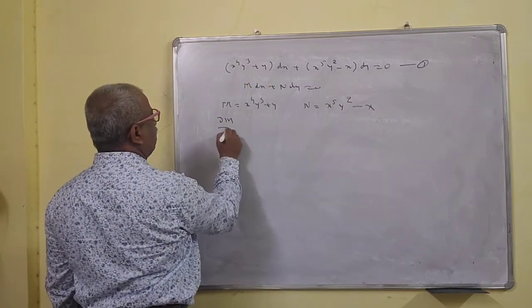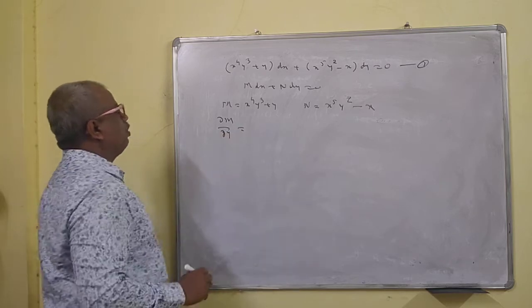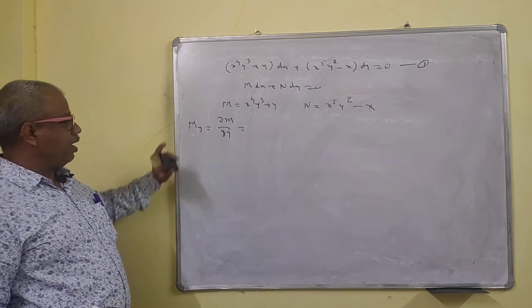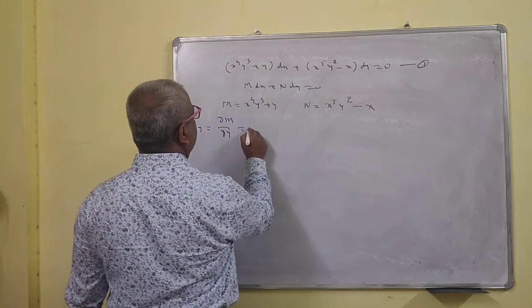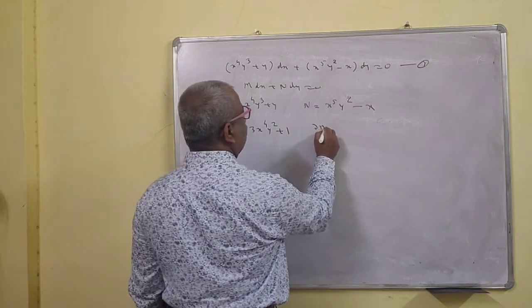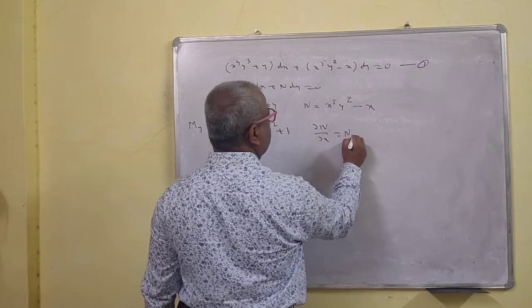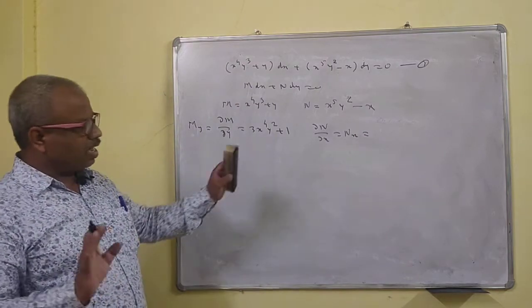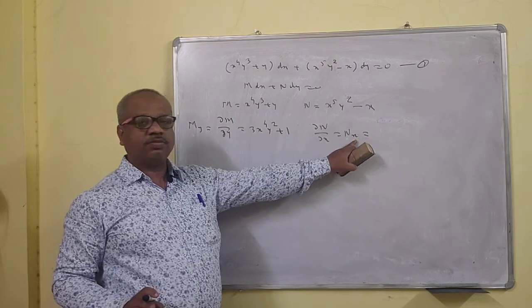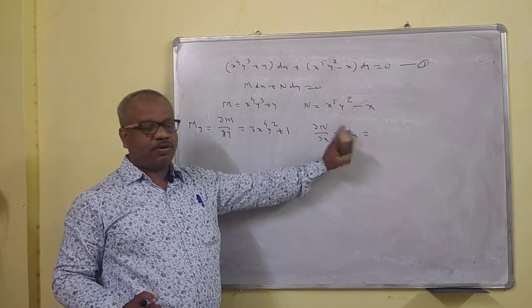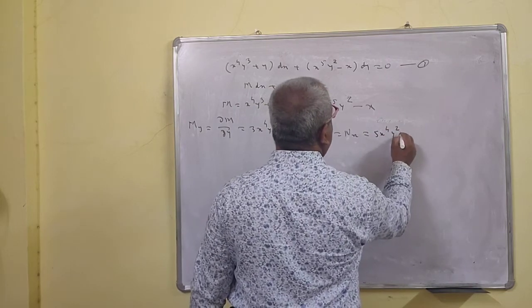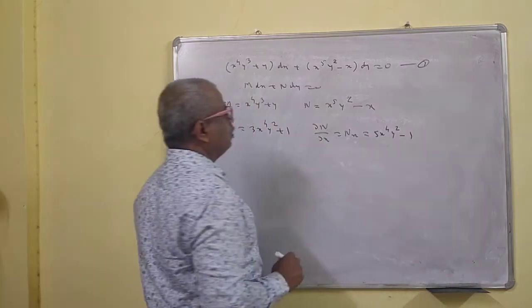Now ∂M/∂y, also written as M_y, is 3x^4 y^2 + 1. And ∂N/∂x, also written as N_x, the partial derivative of N with respect to x, is 5x^4 y^2 - 1.